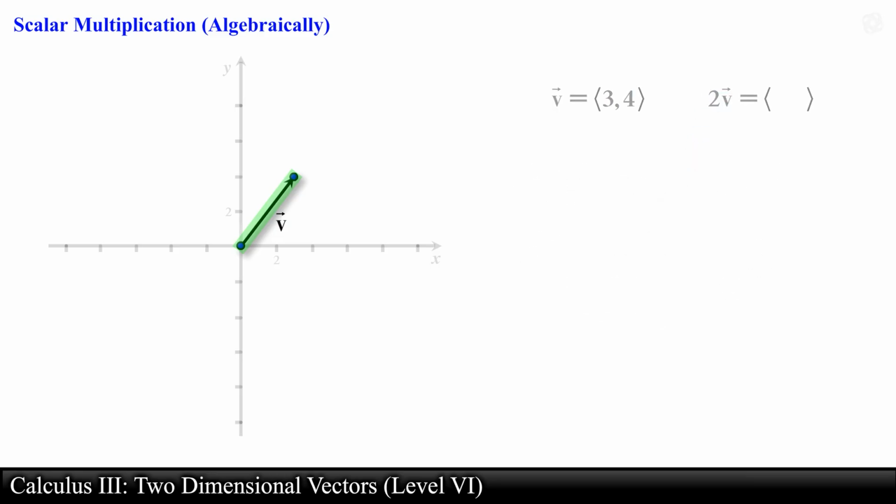The length of vector v is equal to 5, since we have a classical 3, 4, 5 triangle. This is one of the Pythagorean triples. So we go ahead and double the length of vector v. This vector operation doubles the magnitude of vector v, making it equal to 10.